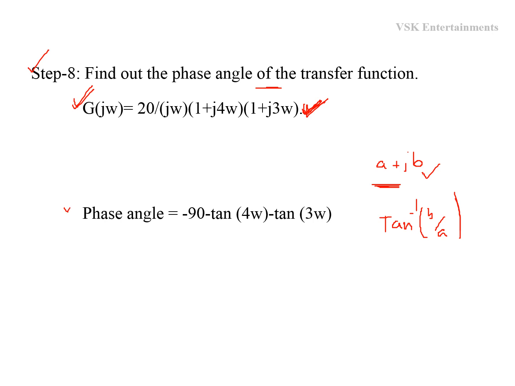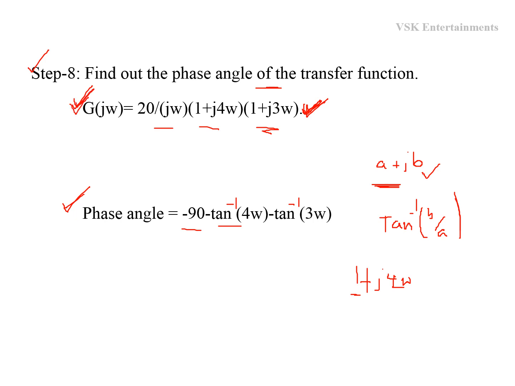The phase angle for this factor is minus 90, and for the factor 1 plus j4 omega, b is 4 omega and a is 1, so tan inverse of 4 omega by 1, that is tan inverse of 4 omega. Similarly for this factor, tan inverse of 3 omega by 1, that is tan inverse of 3 omega. This is the phase angle for the given transfer function.